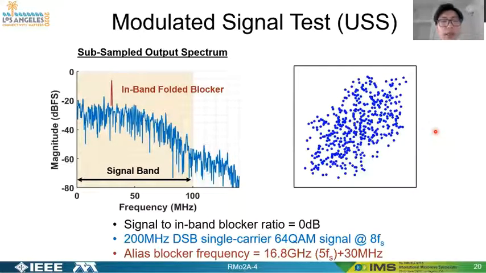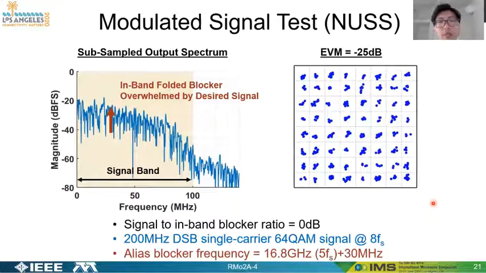In addition, the comparison between the uniform and non-uniform subsampling of a modulated signal is shown here. We replace the single-tone signal with a 100 MHz single-carrier 64-QAM signal. The power of the input blocker and the signal are the same. In the spectrum of the uniform subsampling result, there is an in-band folded blocker and the signal cannot be reconstructed. After applying the non-uniform subsampling technique, the folded blocker is overwhelmed by the signal, and the reconstructed signal achieves -25 dB EVM.